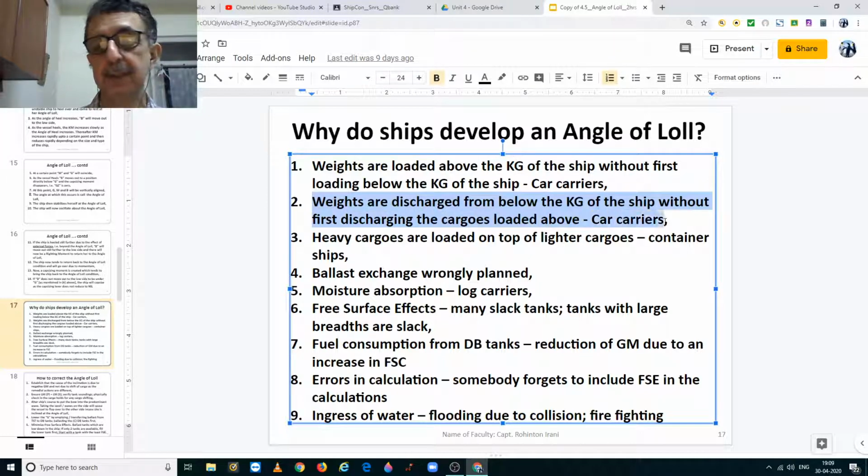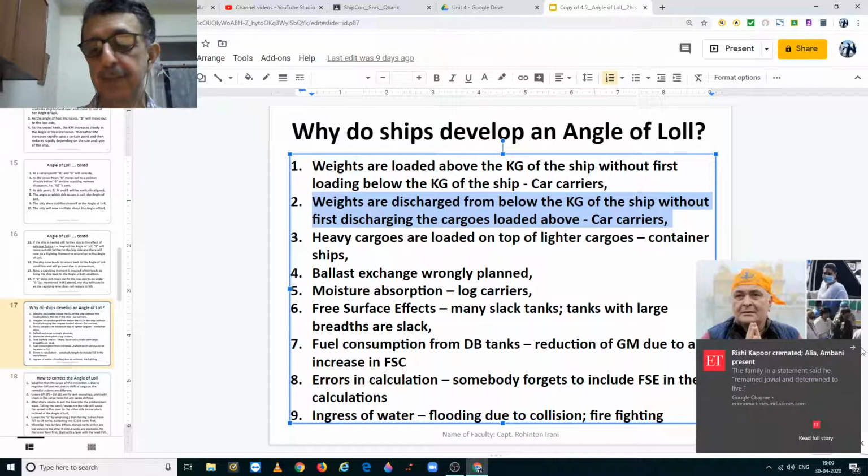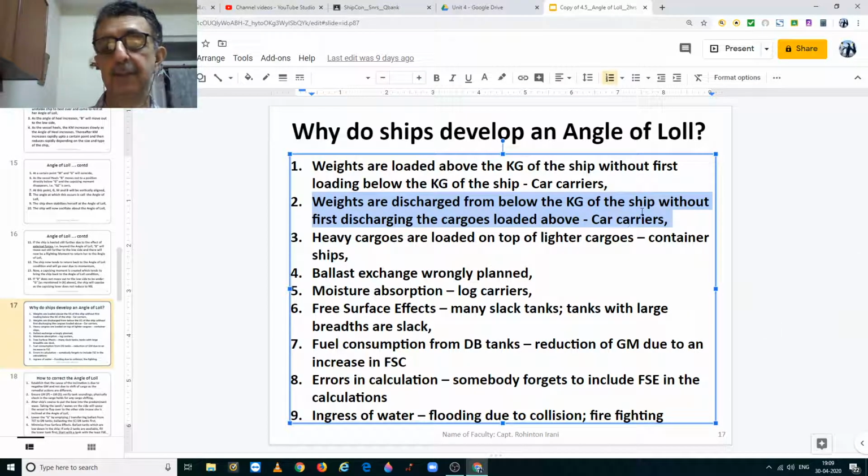Similarly, when she is discharging cars, you must always discharge from above the center of gravity of the ship, because if you discharge from below the center of gravity of the ship, once again the center of gravity rises, thereby reducing her metacentric height, and she can go into an angle of loll condition very quickly.